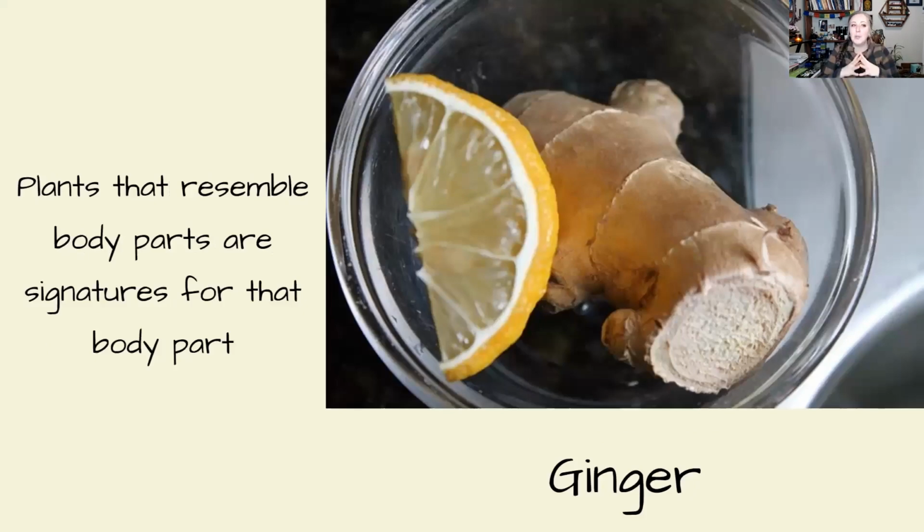Next, ginger root, our signature. Remember, plants that resemble body parts are signatures for that body part. And I have a few different examples in this presentation of this exact thing. But our one here is ginger. So ginger root resembles a stomach, okay? And it has been used as a remedy for upset stomach. Just think of when you have an upset tummy, what do you grab? A glass of ginger ale to feel better, okay? That is because the ginger helps with the stomach.